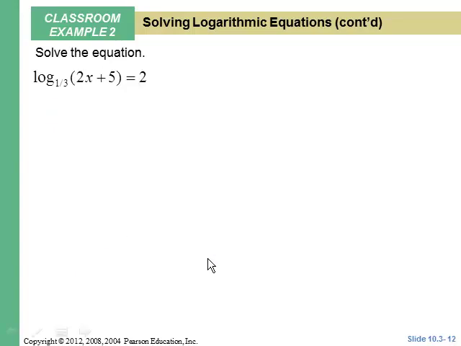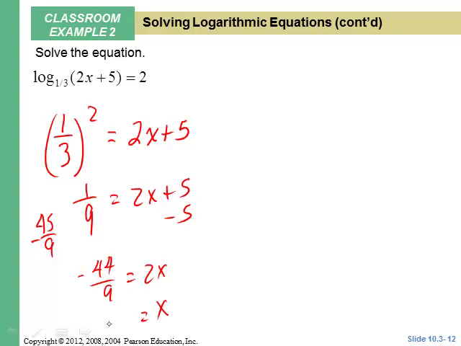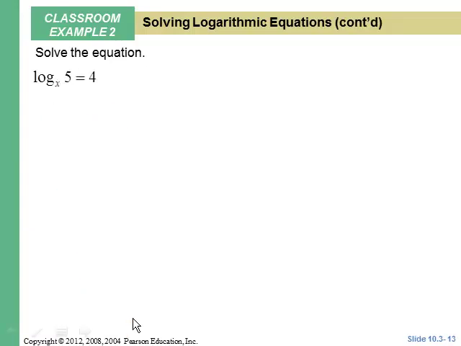You do this one. This is the same kind of thing. 1/3 to the second is 2x plus 5. 1/3 to the second is 1/9, which equals 2x plus 5. Subtract 5 from both sides, which is 45/9. So negative 44/9 is 2x. X is negative 22/9, dividing both sides by 2.